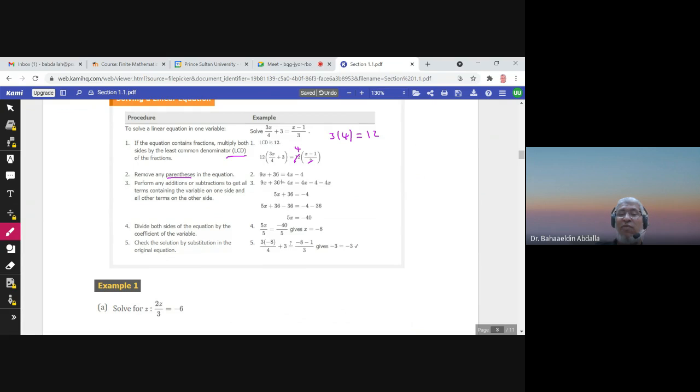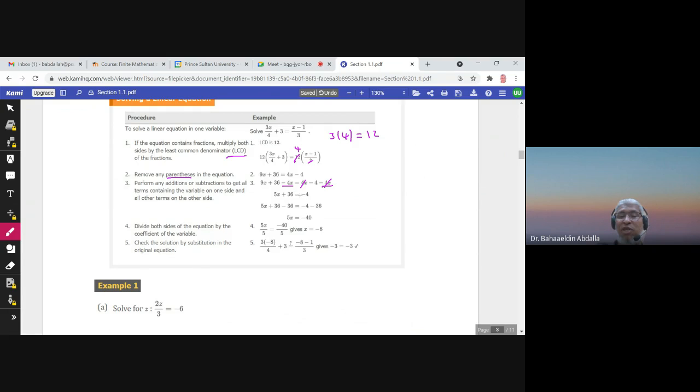We leave the variable on one side, the left-hand side usually, and the numbers on the other side. So I need 4x here to be removed to the other side. What should I do? I subtract 4x from both sides. When you subtract 4x, these two will be cancelled, and I'll have negative 4 on the right-hand side. On the left-hand side, I will have 9x minus 4x, 5x plus 36.